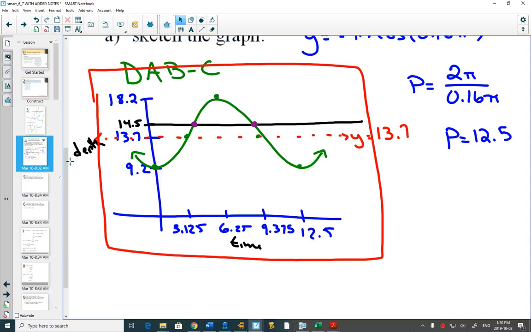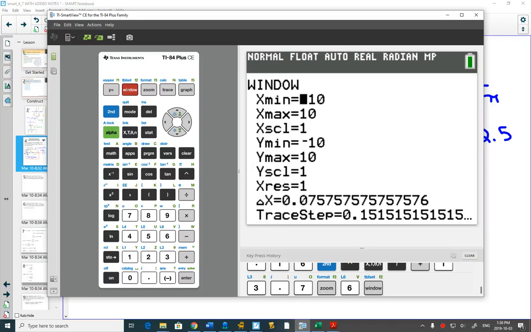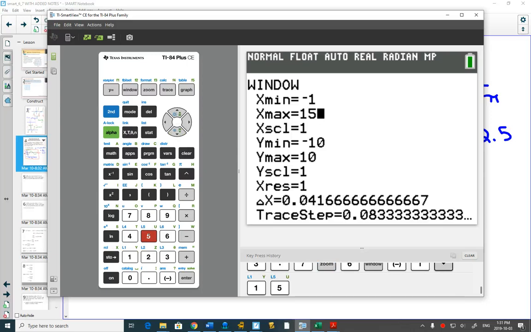So the way that we can do this on our calculator is our calculator has a window button. If you hit that window button, it tells you where it's looking right now. It's looking at negative 10 to 10. What did we want to see? We wanted to see just a little bit of the negative, maybe negative 1, and past 12.5, I'll go 15.